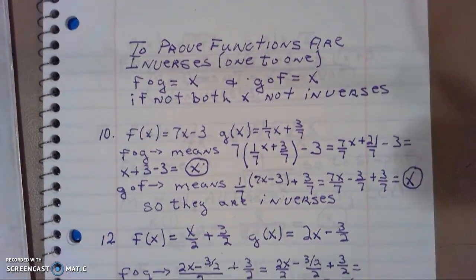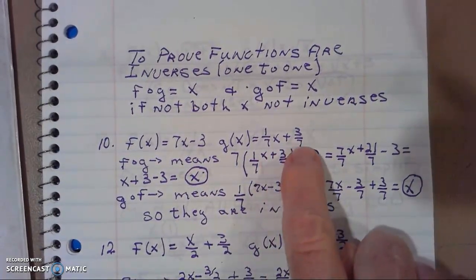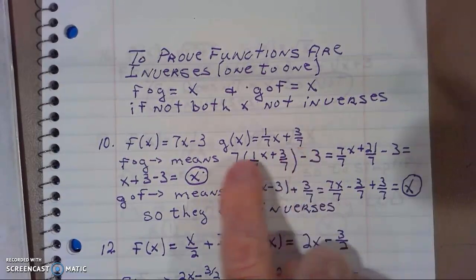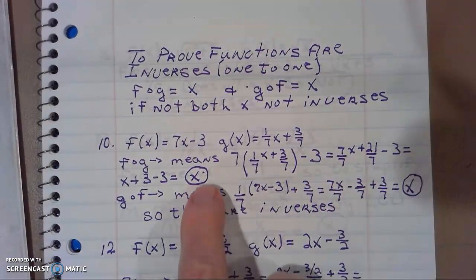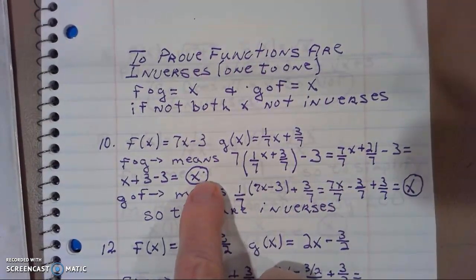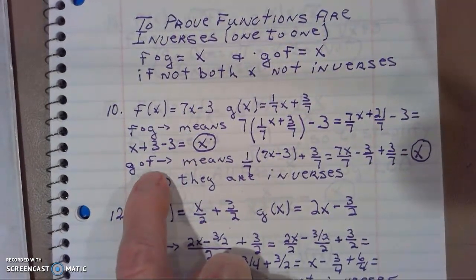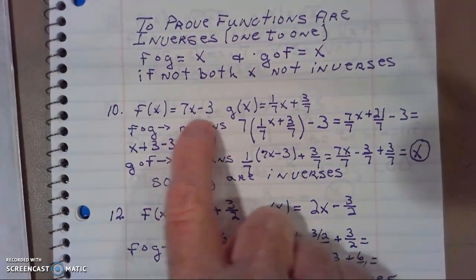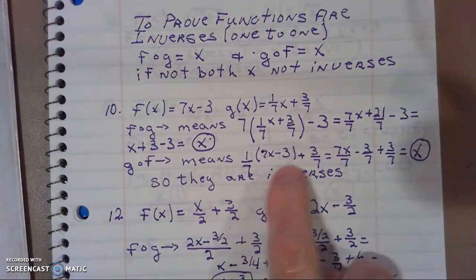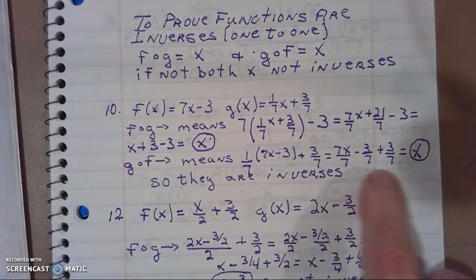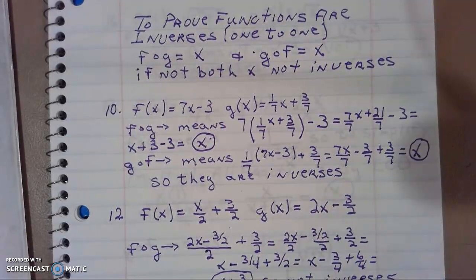For instance, number 10, we take 1/7 x plus 3/7 and put it in for the x over here. And that's what I've done right here, and I worked it out algebraically. That's x. Then on g composite of f, we take the f, 7x minus 3, and put it in for the x over here. And then I simplify it as I've done right here. It also comes out to x, meaning they are inverses of each other.